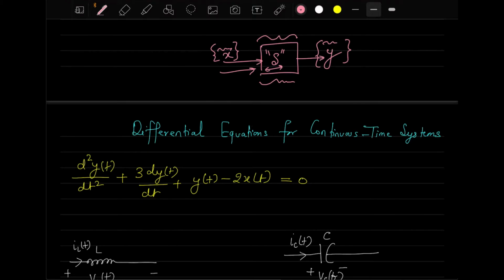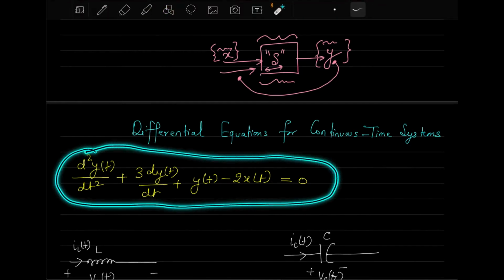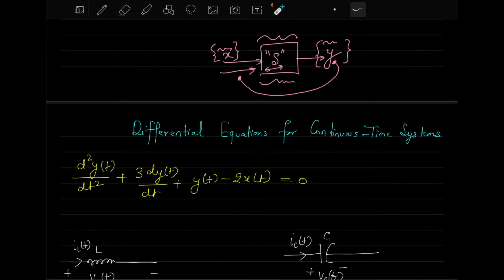So in order to work on this, we formulate the relationship between the output and the input in the form of differential equations. If you see something like this here, this is just a random differential equation which I am showing you. It gives you a relationship between the input signal that you are applying to the system and the output signal that you are getting through the system.